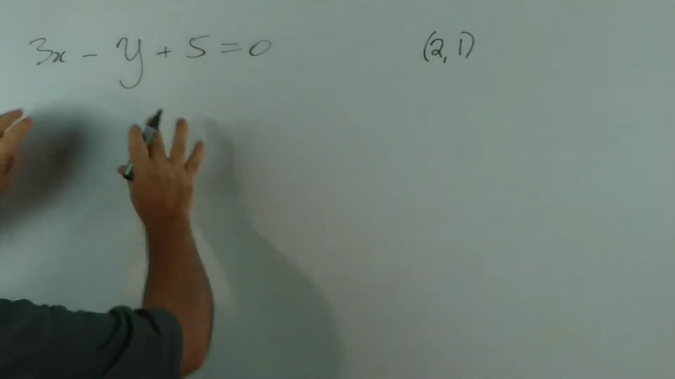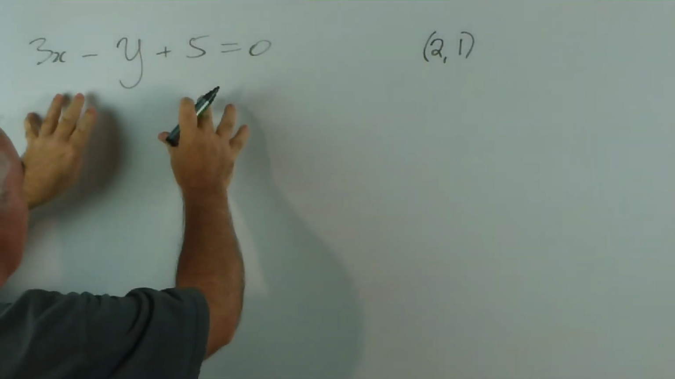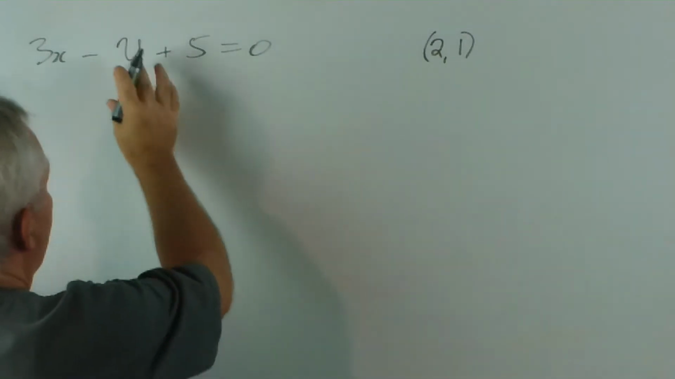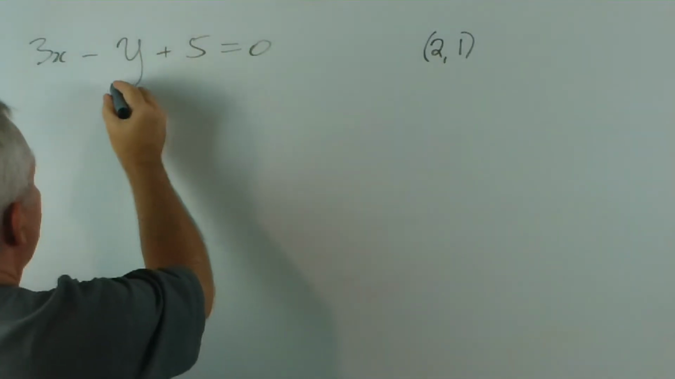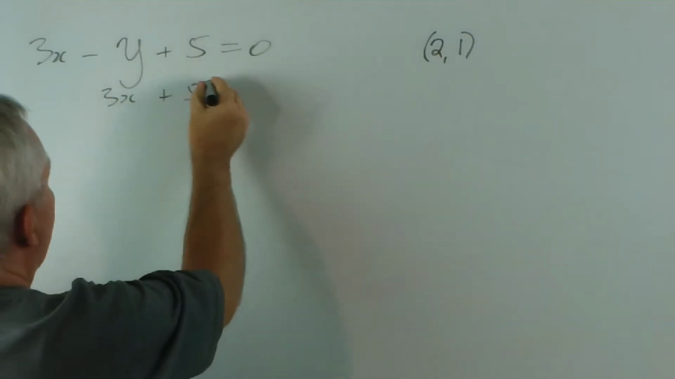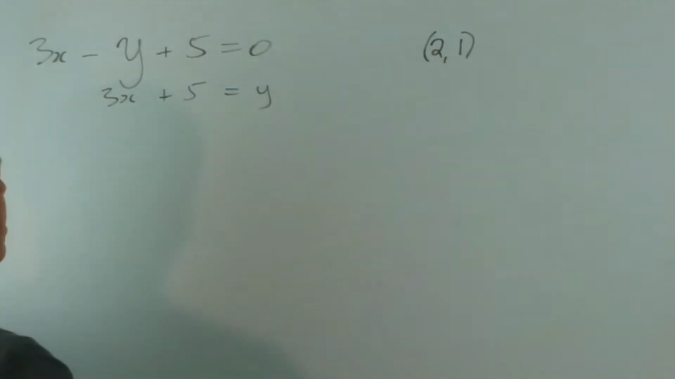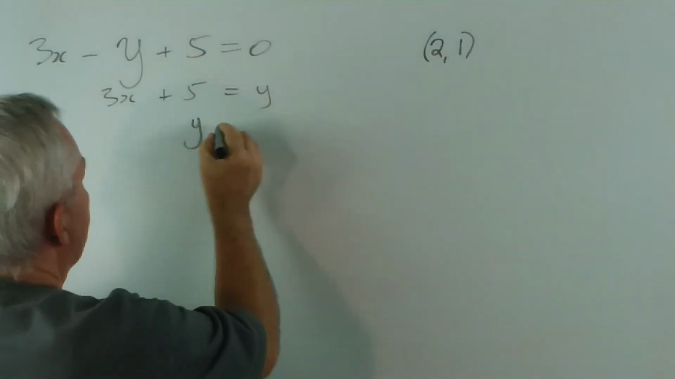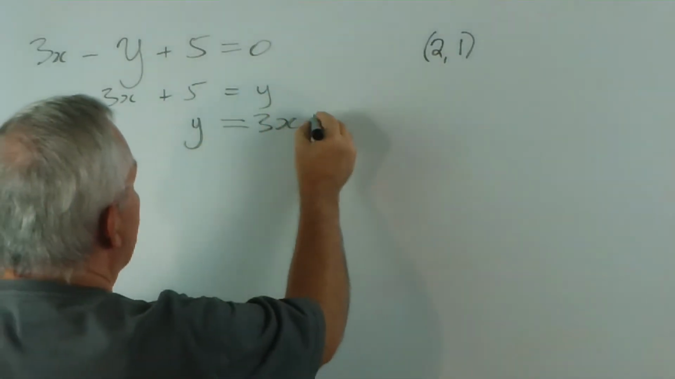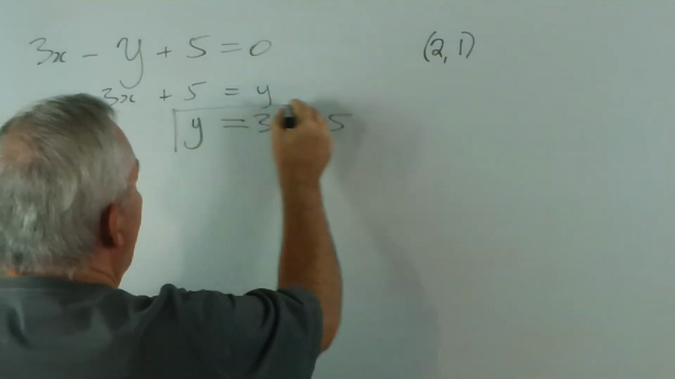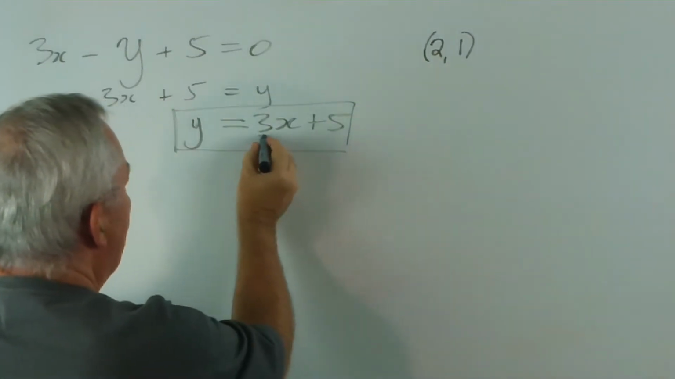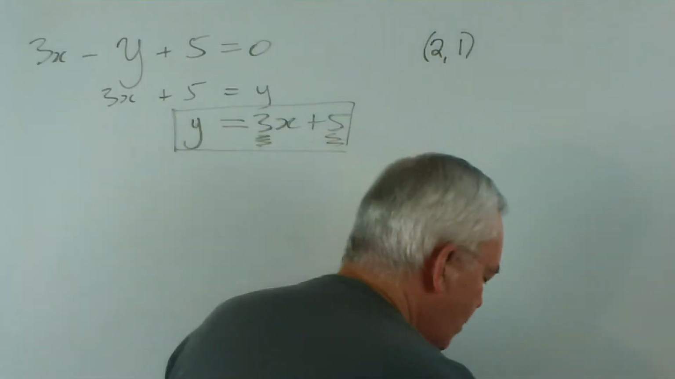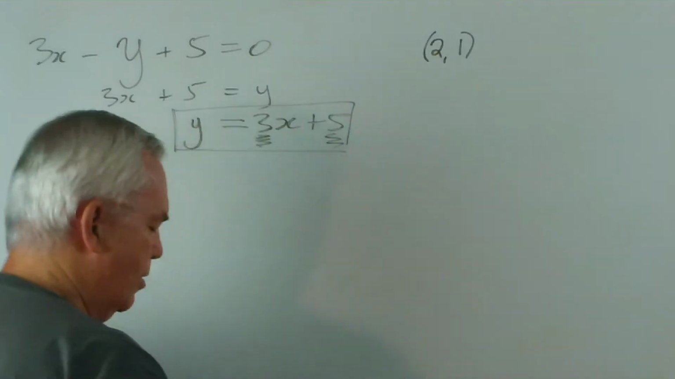The traditional way is to rearrange this so that we can get it into gradient-intercept form. Now, if I add y to both sides, I would get 3x plus 5 equals y. So the y simply appeared over here. Or, if I wish to write it in reverse, y equals 3x plus 5. Here's our gradient-intercept form, where 3 is the gradient and 5 is the intercept. Notice my pen's running out.